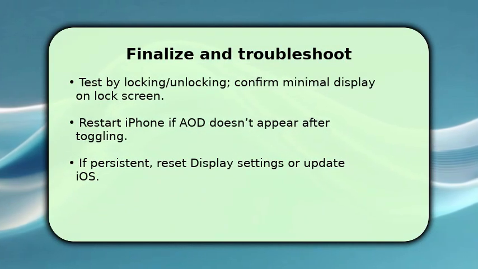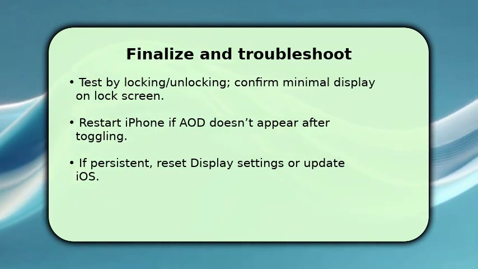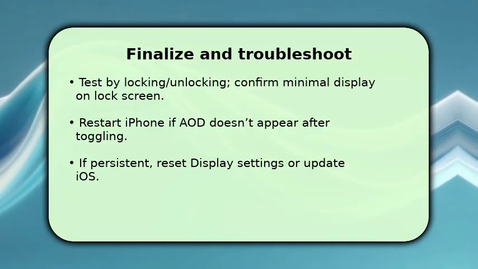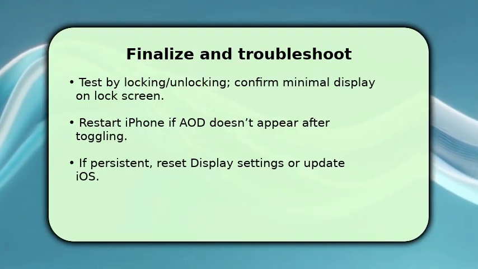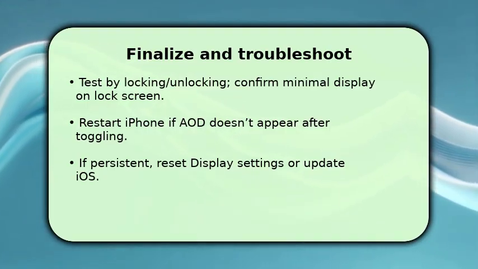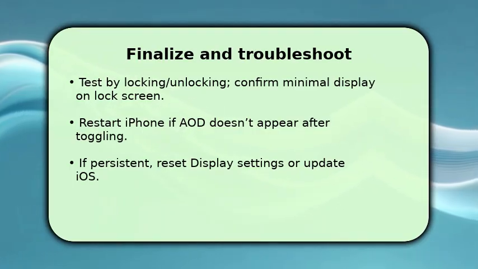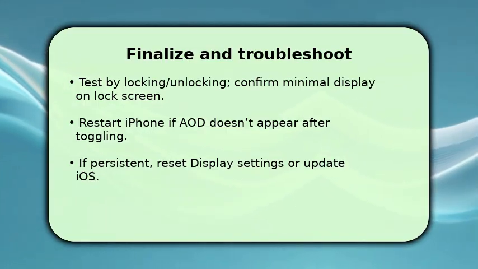Finish by testing and fixing any issues so Always On stays reliable. Lock your phone and watch the minimal clock and widgets, then wake it to confirm normal behavior. If you don't see Always On, restart the iPhone to clear temporary glitches and recheck settings, Display and Brightness. If it still fails, reset display settings or install any pending iOS updates, because software fixes active display bugs.